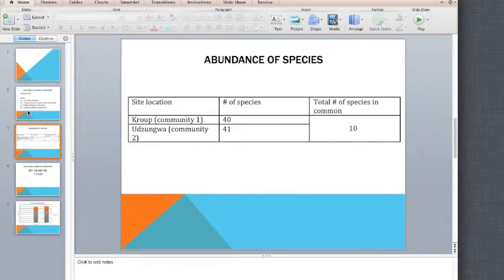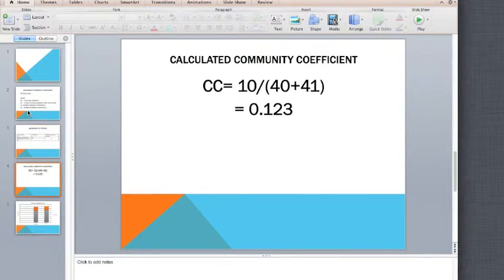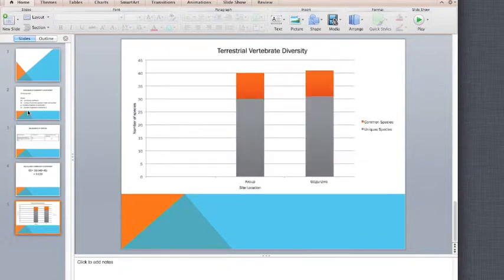These values represent the number of species in each location and show which species the national parks have in common. The figures retrieved from this table are inserted into the Sorensen's community coefficient equation to give: community coefficient equals 10 divided by 40 plus 41, which equals 0.123. This graph represents this figure, the commonality between the sites.